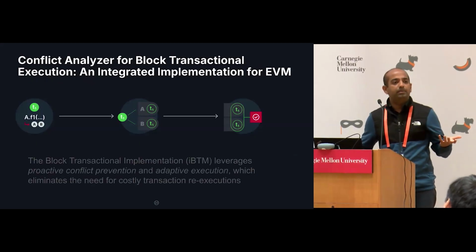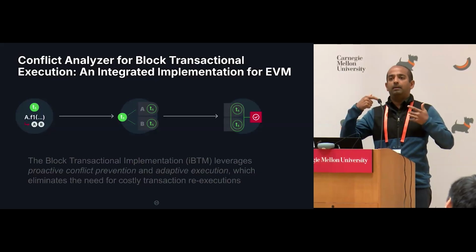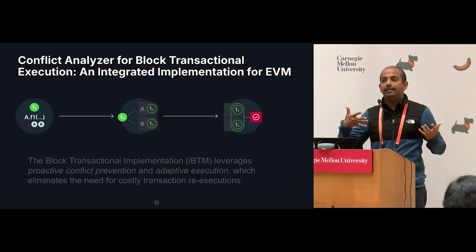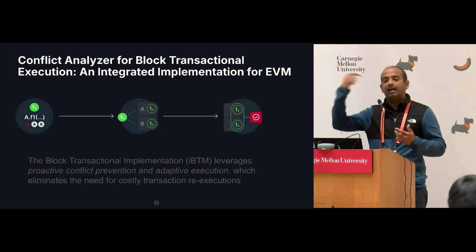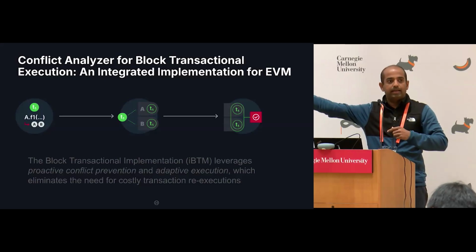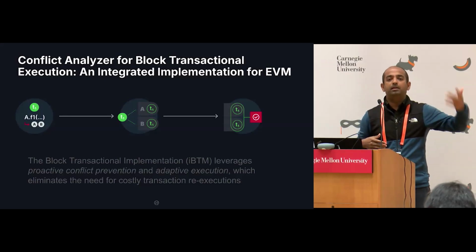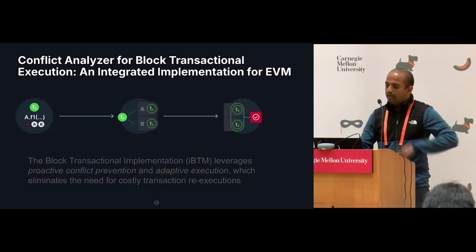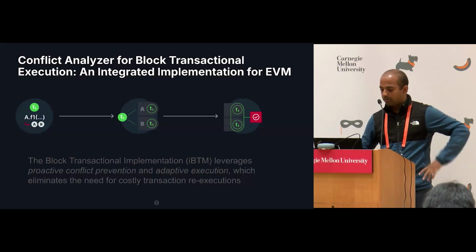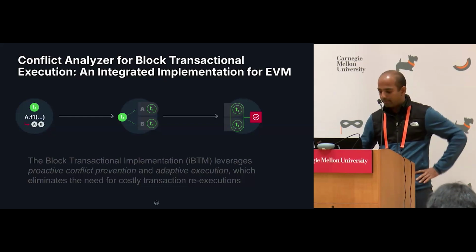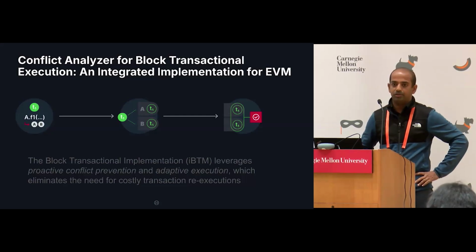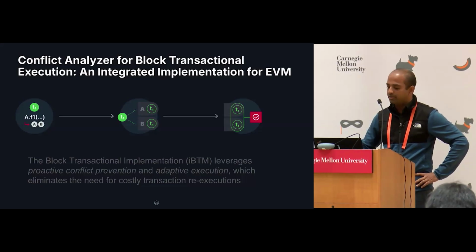Our primary goal here is to minimize the number of validations of transactions, which is one of the 2 main bottlenecks in parallel execution. One is having to validate whether the values that you've read before are still consistent when you get to the end of the transaction, and the other is minimizing the number of re-executions. With that in mind, we build a family of algorithms that leverage proactive conflict prevention and some form of adaptive execution, essentially trying to minimize the need for costly re-executions and transaction validations.